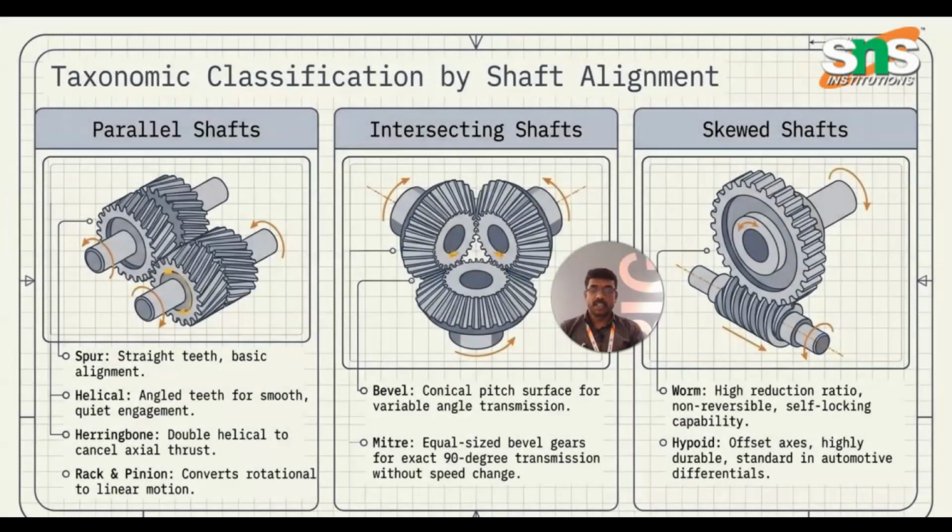Hi viewers, welcome to this video lecture number 2. This is going to be the video lecture in which we are going to see the various types of gears and the various types of gear trains available for the study of the kinematics of gear mechanisms. So this is going to be the taxonomic classification by the shaft alignment. The gears can be classified into the parallel shaft gears, intersecting shaft gears and skewed shaft gears.